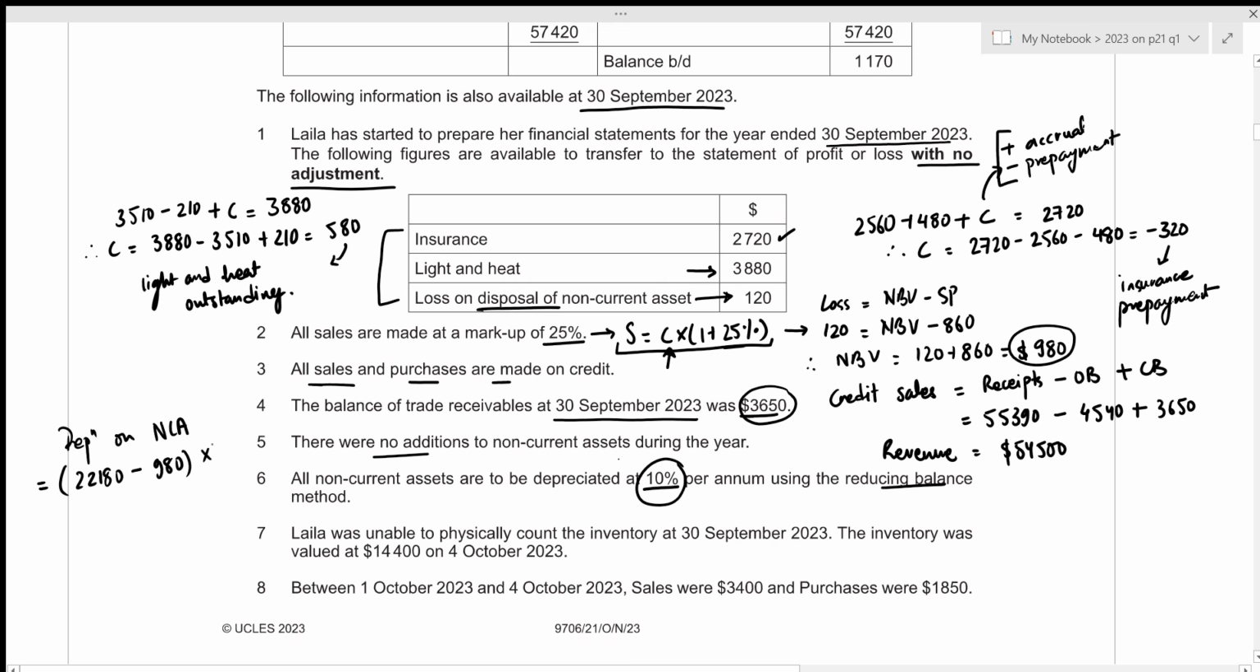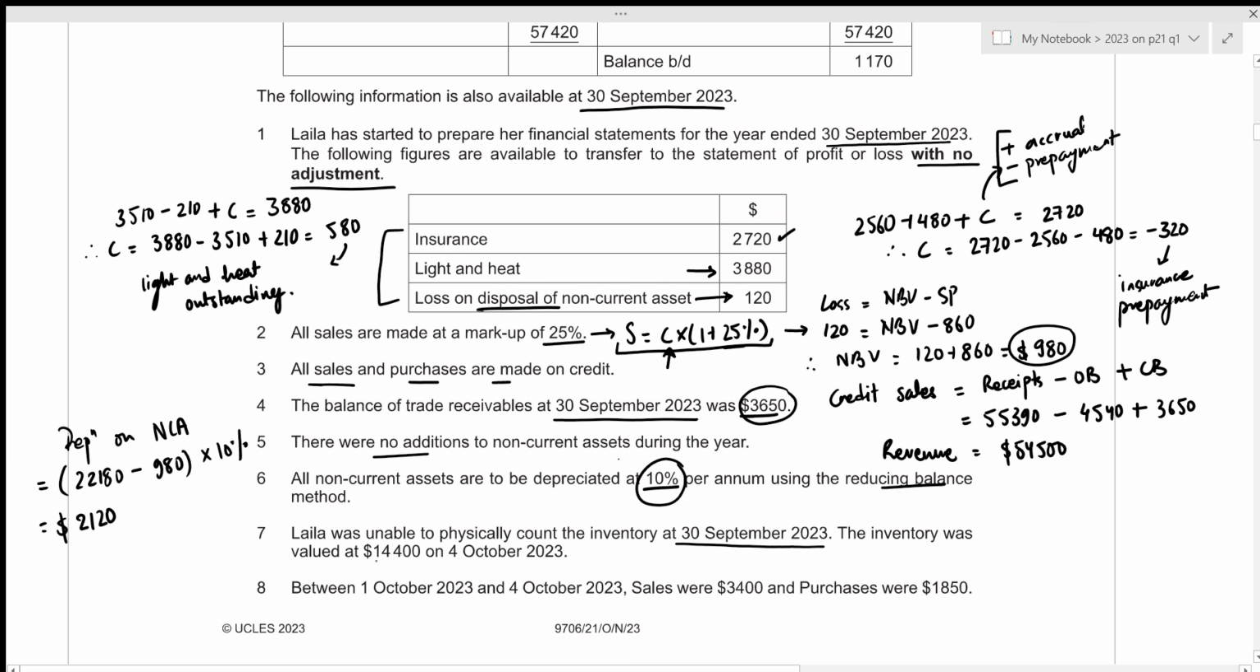Then we need to multiply it by the rate of 10%. And this gives the depreciation charge on our non-current asset to have the value of 2,120. Okay. Then Leila was unable to physically count the inventory at 30 September 2023, which is our closing inventory.